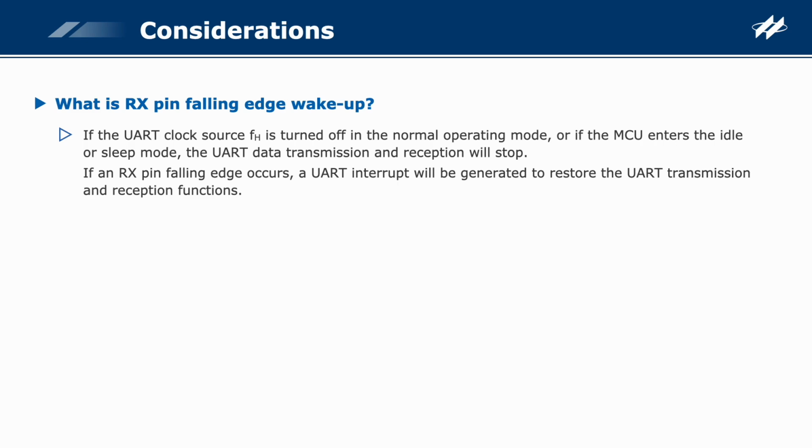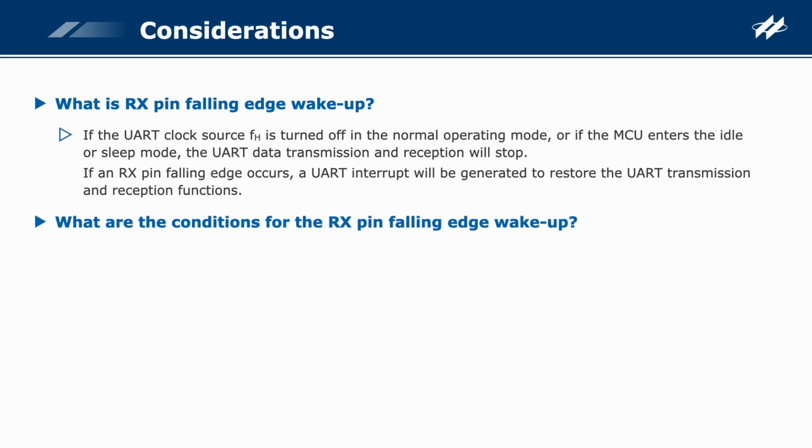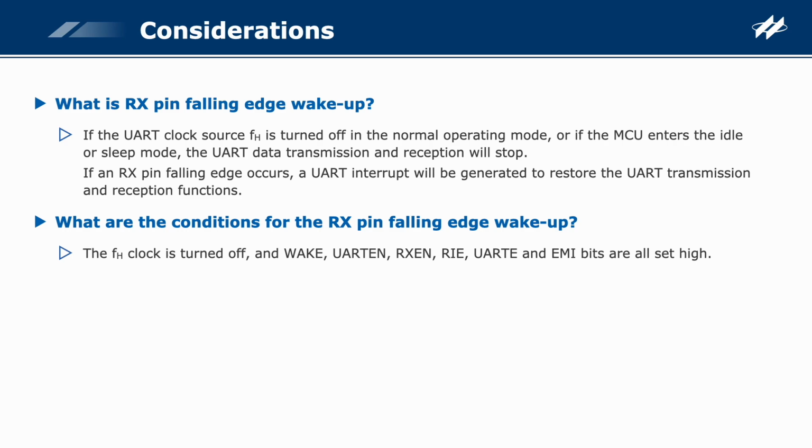If an RX pin falling edge occurs, a UART interrupt will be generated to restore the UART transmission and reception functions. The RX pin falling edge wake-up interrupt requires the following conditions. The high-speed clock is turned off, and the WAKE, UARTEN, RXEN, RIE, UARTE, and EMI bits are all set high.